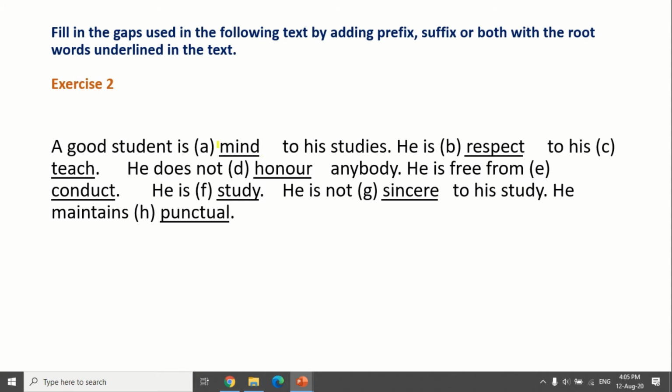So, focus on the word mind. Mind is either a verb or a noun. But in this case, we need an adjective. So, what will be the word? The word will be mindful. We have to add ful with the word mind, so it has become mindful. A good student is mindful to his studies.